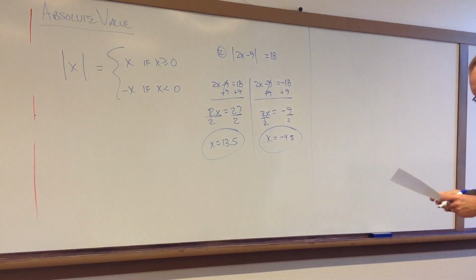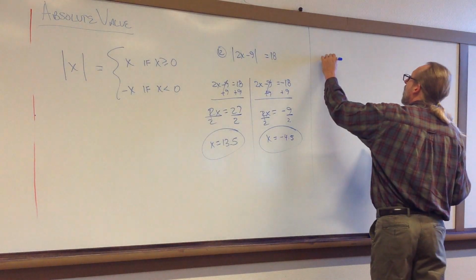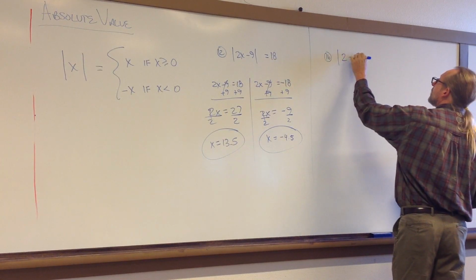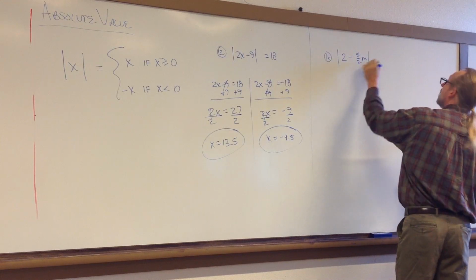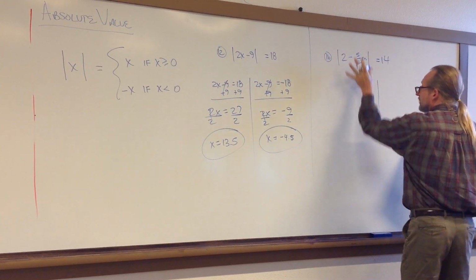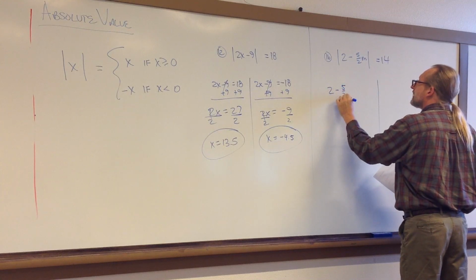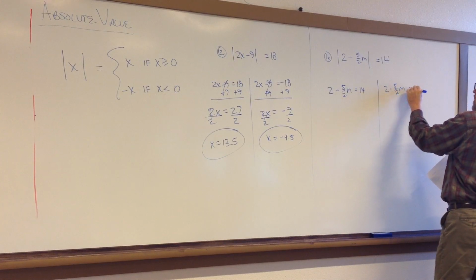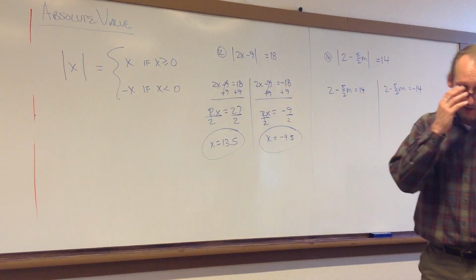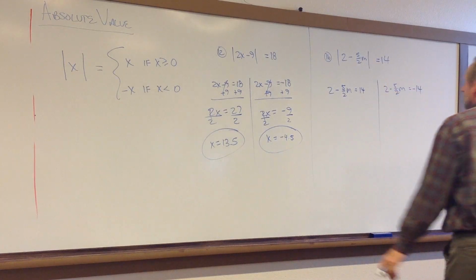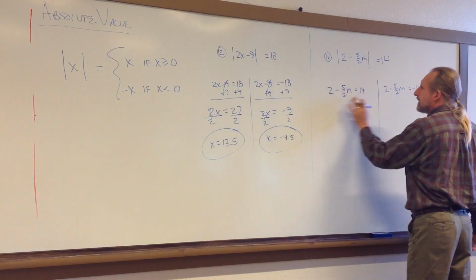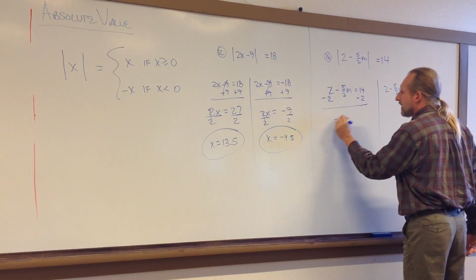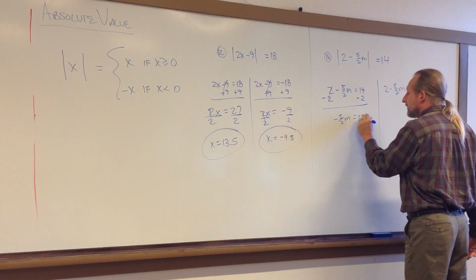Okay, what else? Let's see here. Let's look at problem 16. Absolute value 2 minus 5 halves m equal to 14. Okay, so this is by itself. We can go ahead and split this in half. And however you want to approach this is up to you. You can move this over here, move the 14 over here, or we can move the 2 over there. But if we do that, you've got to not lose that negative sign here.